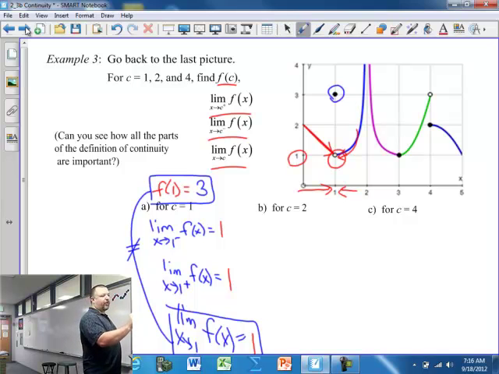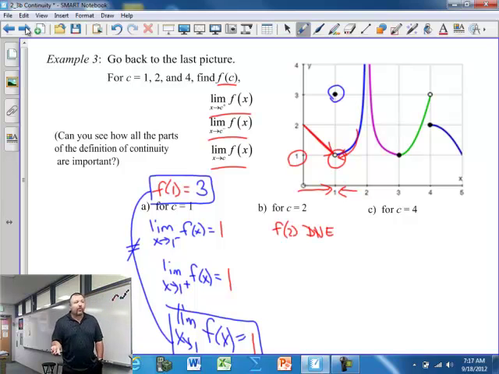Let's check c equals 2. First of all, f of 2 does not even exist. There's a vertical asymptote. There's no y value when x is 2. Therefore, it can't be continuous. It fails automatically just by checking the function value.